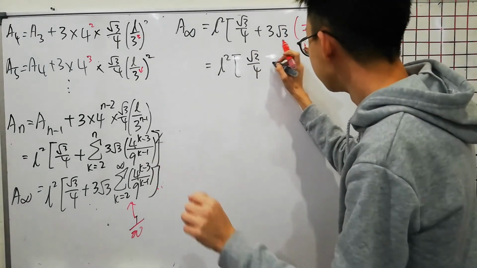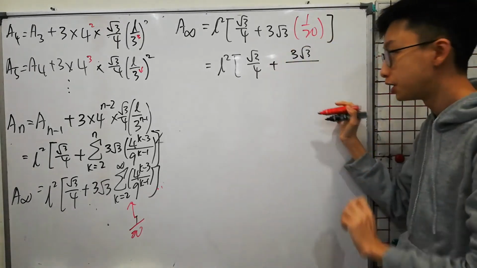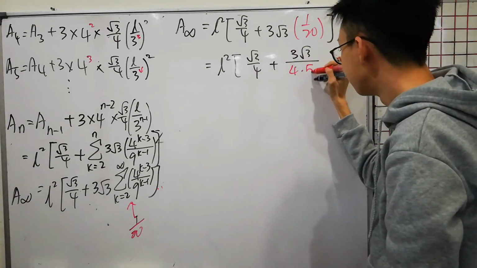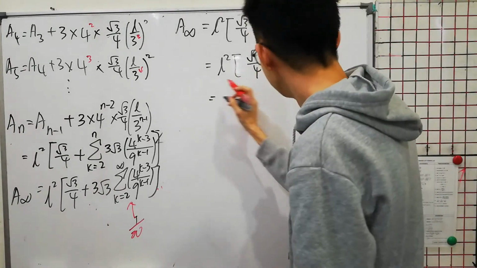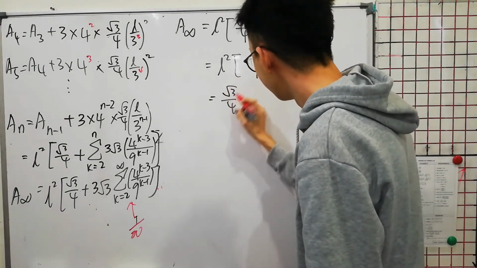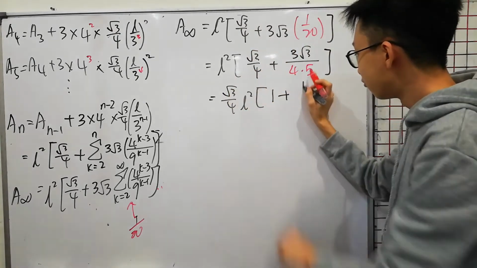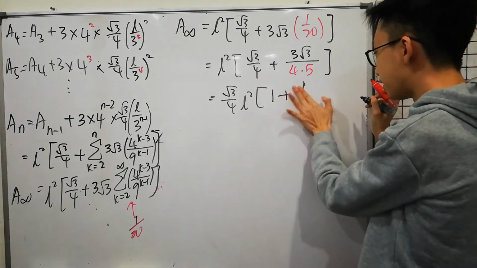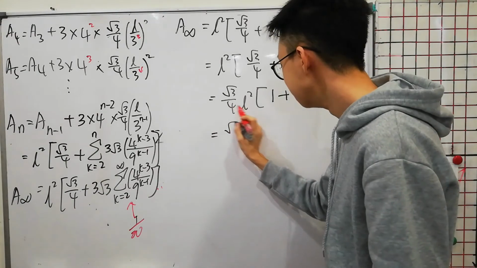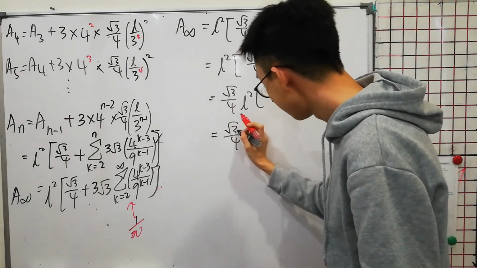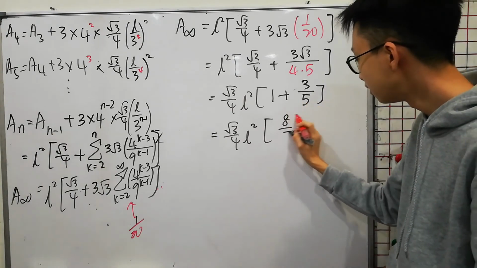Okay, let's do it like this. Plus 3 over root 3, and 20 is actually 4 times 5, because I want to factor out root 3 over 4. Okay, and we will have root 3 over 4 L square of 1 plus 3 over 5, which is root 3 over 4 L square times 8 over 5.